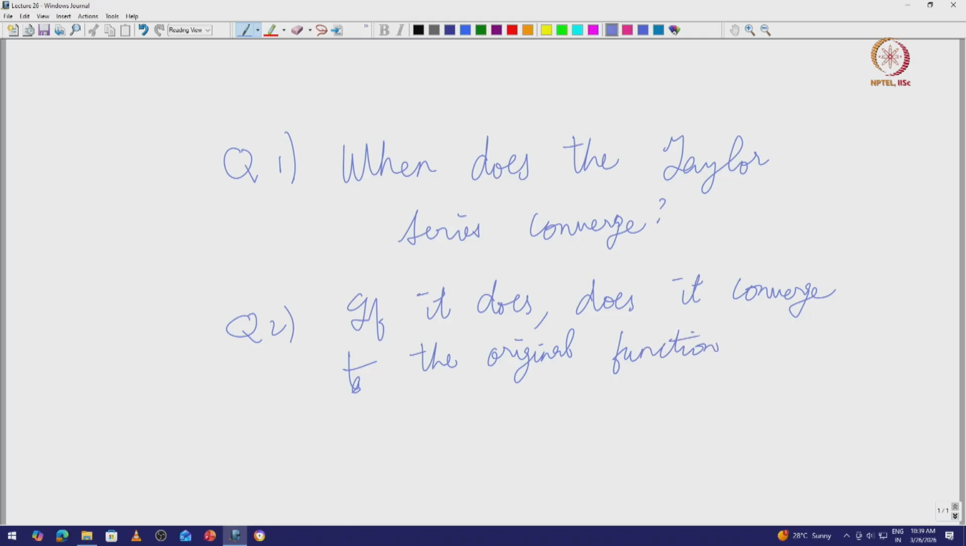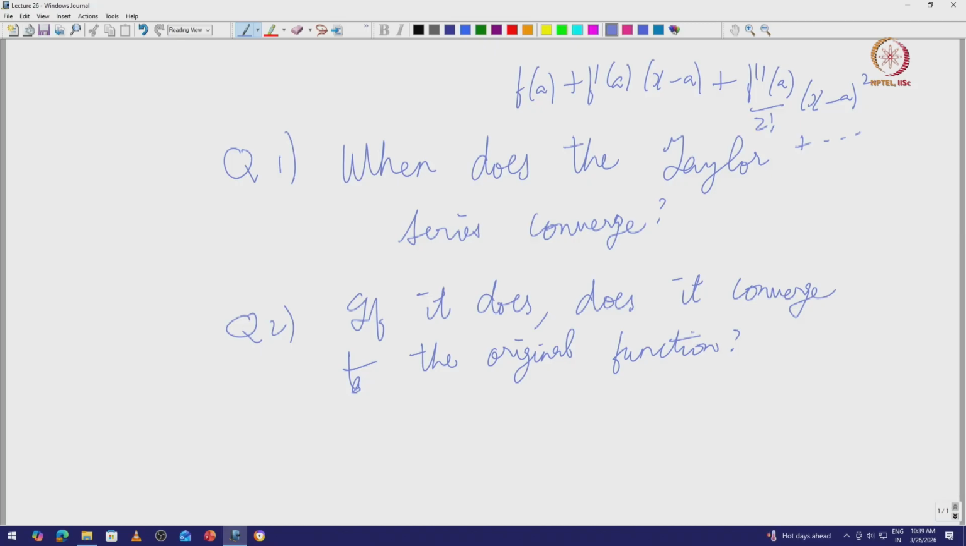So what does it mean for a Taylor series to converge? What is a Taylor series? Well, f of a plus f dash a x minus a. This is in one variable, of course. We can talk about the multi-variable case as well. For now, let's stick to one variable.